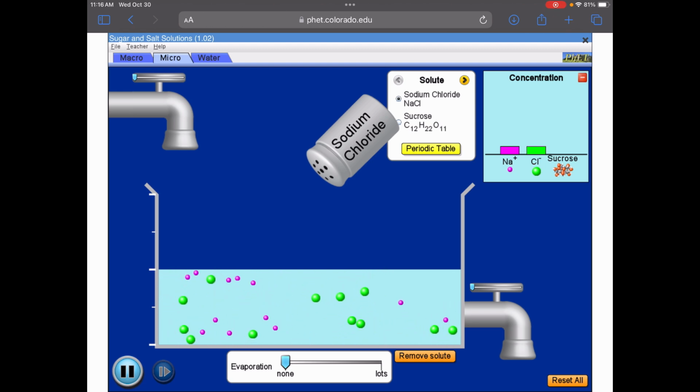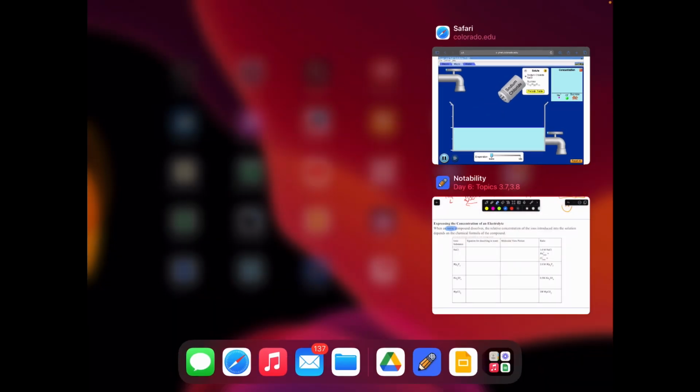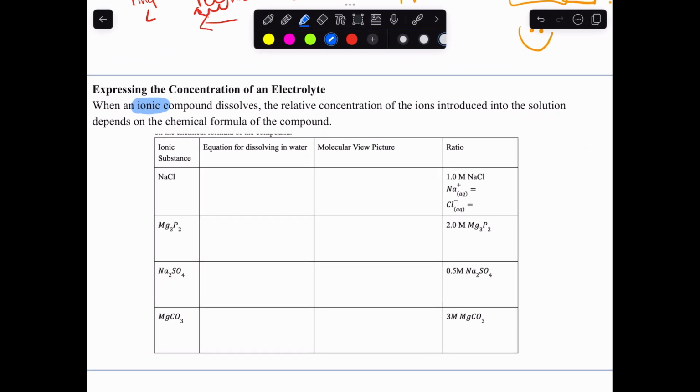Let me remove this one and we'll go back. Our equation for dissolving NaCl would look like this. We would have NaCl, and we're going to start labeling our equation with the states of matter. I'm going to put a little s next to it, which implies that it's a solid. Once it dissolves, we draw an arrow to show the change that's happening. It's going to break apart into Na+ and Cl-, and now we're going to label them with a little aq, meaning aqueous.